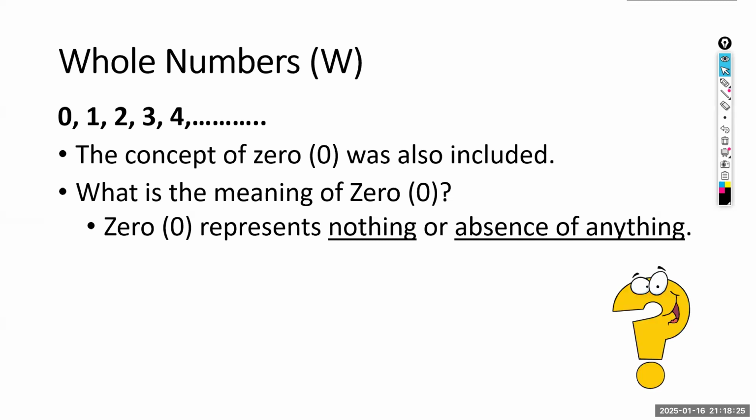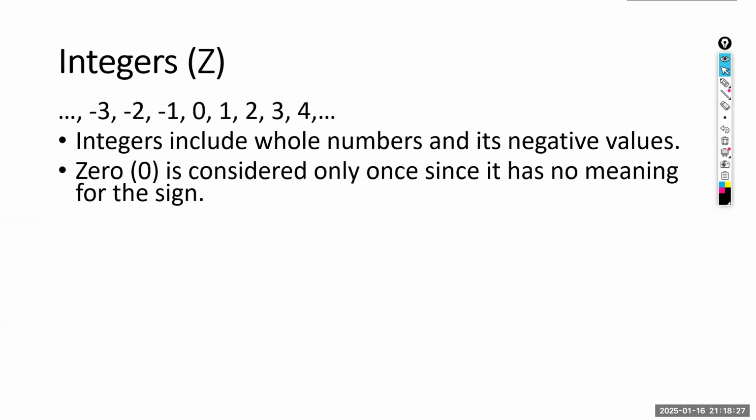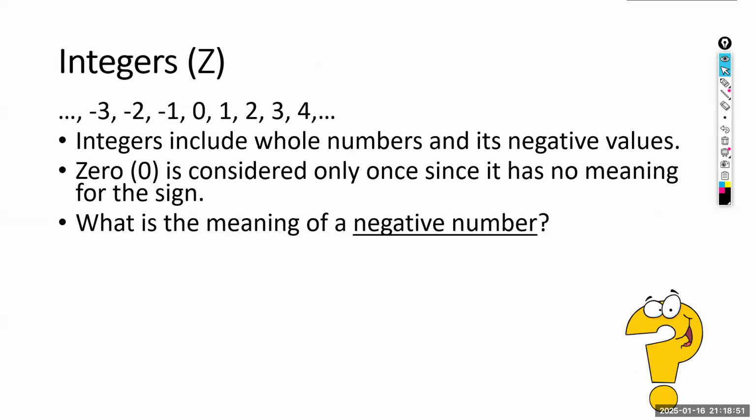Then we have integers. Integers are positive whole numbers, negative whole numbers, and 0. Remember, today we discussed integer linear programming? Integers.